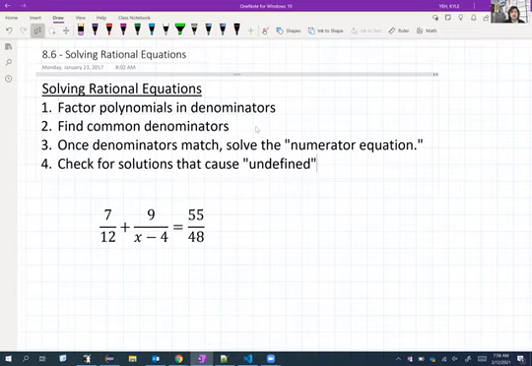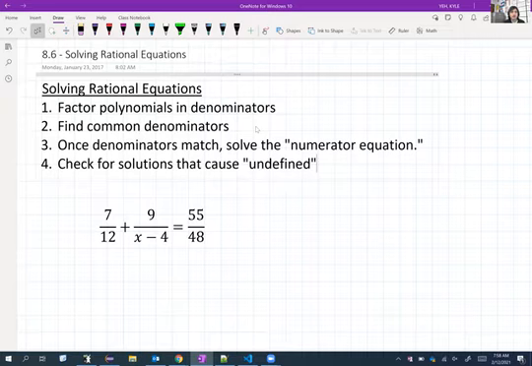So 4 quick steps there on top. Step 1, and this is what we're going to live and die by this chapter, is just always factor. Step 1, factor all the polynomials, especially their denominators, if you can. If it looks like a quadratic, if it looks like we can pull something out, always factor. Step 2, find common denominators. And this is going to be a step kind of from our 8.2 lesson.